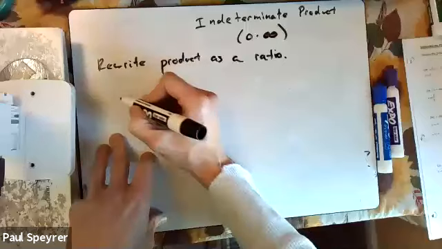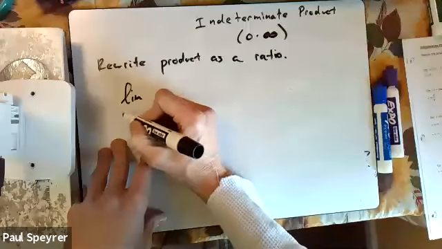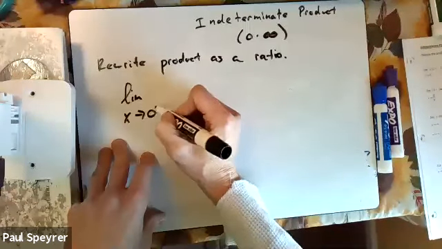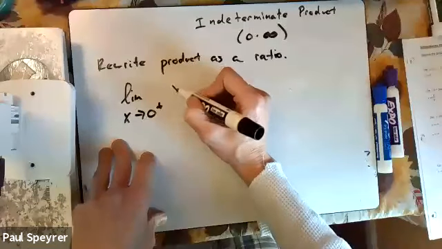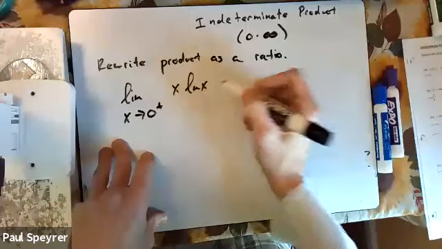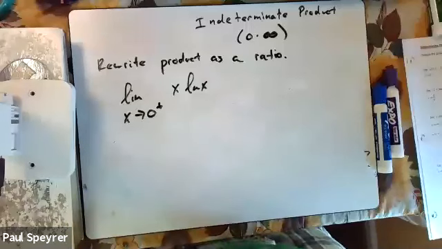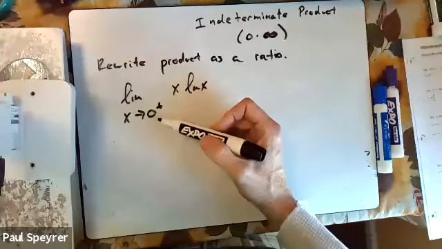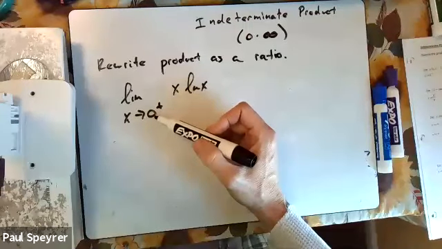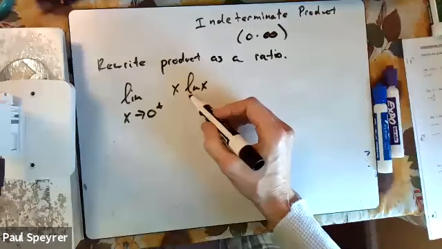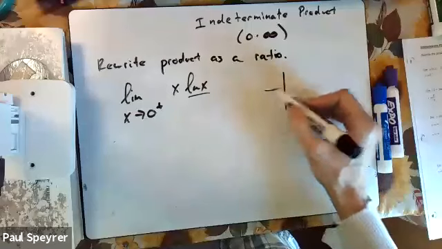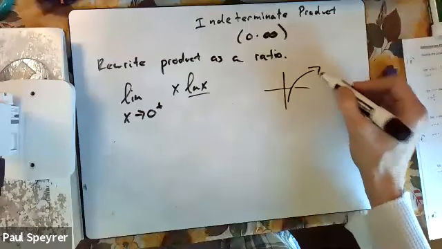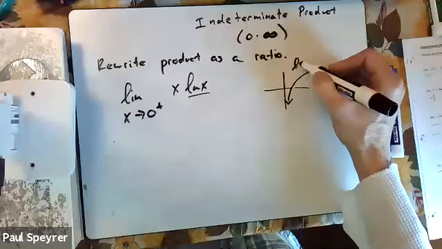So for example, if we have the limit as x approaches 0 from the right of x ln of x. In this particular case, we have to approach 0 from the right. Why? Because what does the graph of ln of x look like? It looks something like this. This is ln of x.